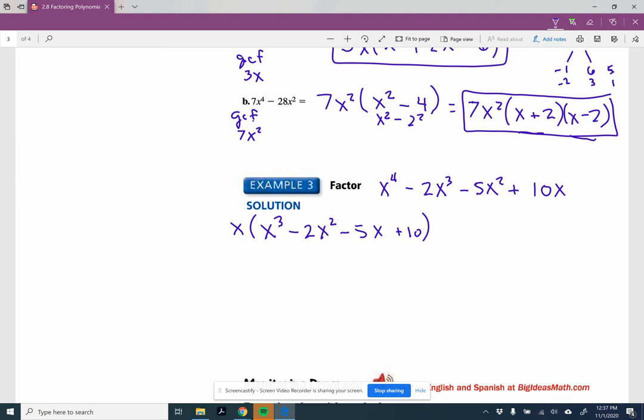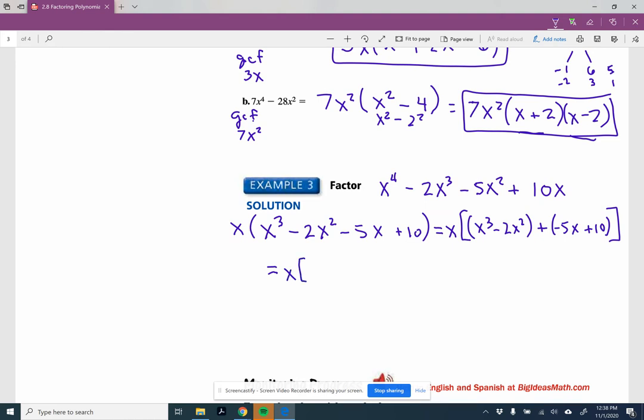And then, because we have a polynomial with 4 terms inside those parentheses, we're going to factor by grouping. So I'm going to group first 2 terms, second 2 terms. Now notice what I'm going to do. I'm going to write that subtracting 5x as a plus and negative 5x. You can do it a little bit differently, but somehow we have to realize that there's a sign change here. I'll show you what I mean in a second.